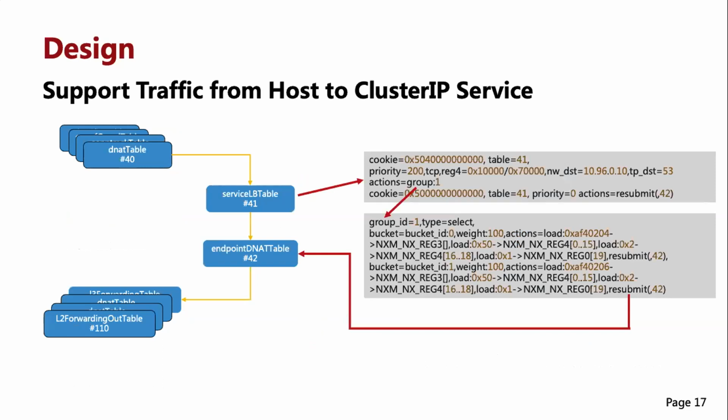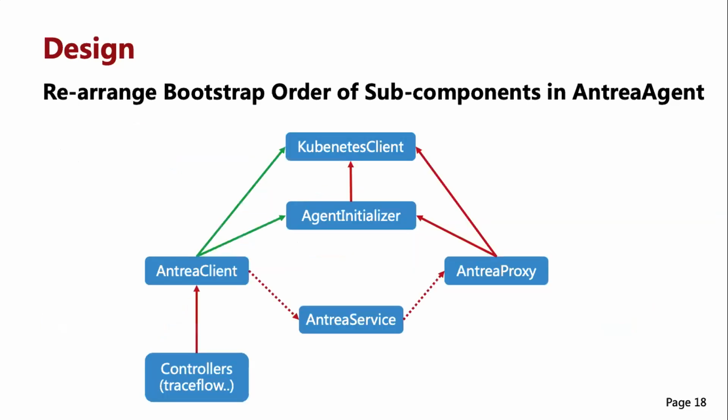In OVS pipeline table 41, the cluster IP will be matched and sent to a group. In the group, the traffic will be distributed by loading endpoint IP address to an XM register. This is the dependency of the subcomponents in Antrea agent. From these dependencies, we can get the bootstrap order.